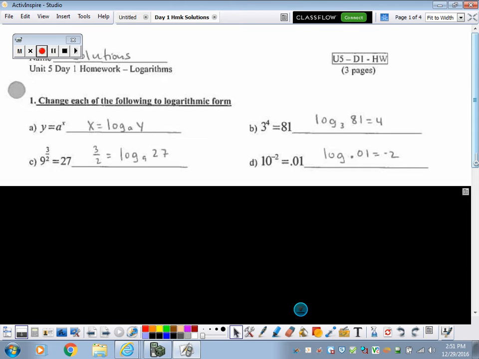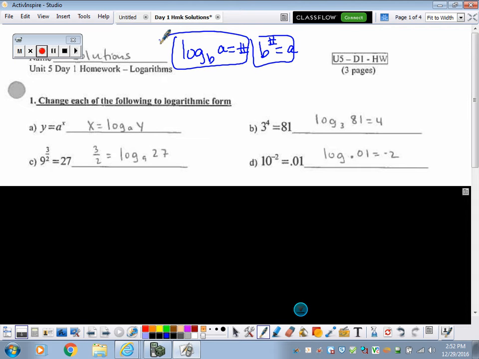Don't forget that log base b of some number equal to an exponent means b raised to that exponent is equal to that number. So you want to make sure that we know how to go back and forth between the log form and the exponential form. Letter A, that means that x is equal to log base a to get y. And letter C, 3/2, the exponent, is equal to log base 9 to get 27.